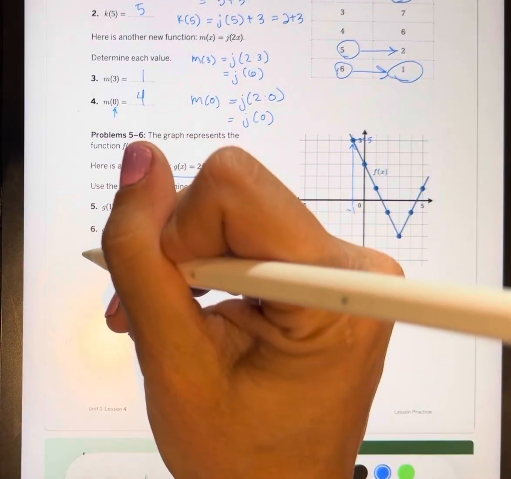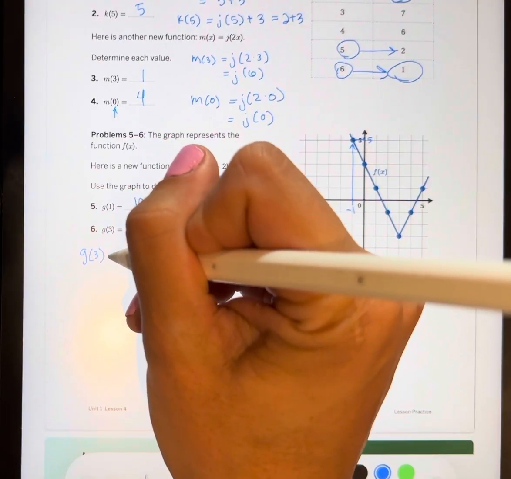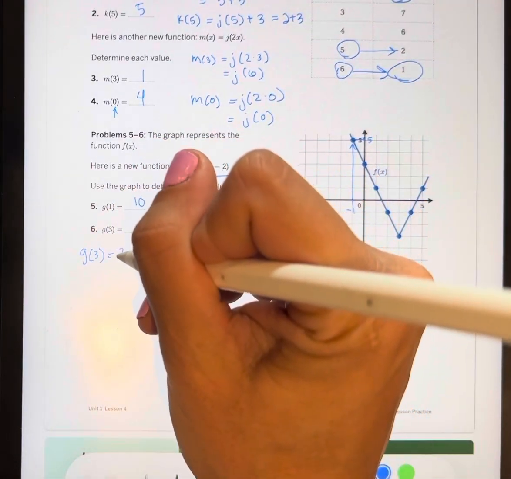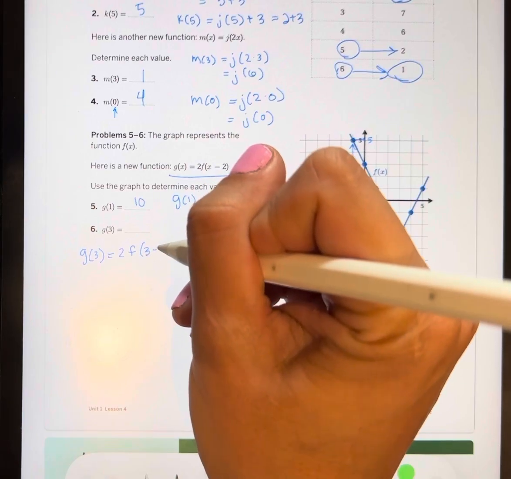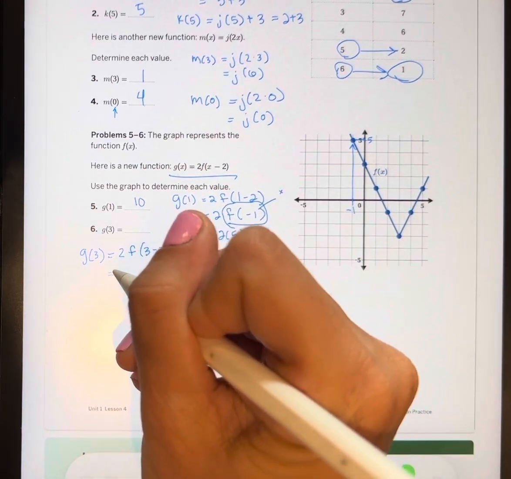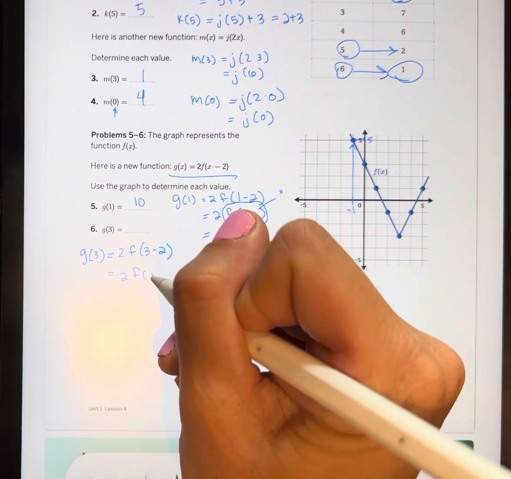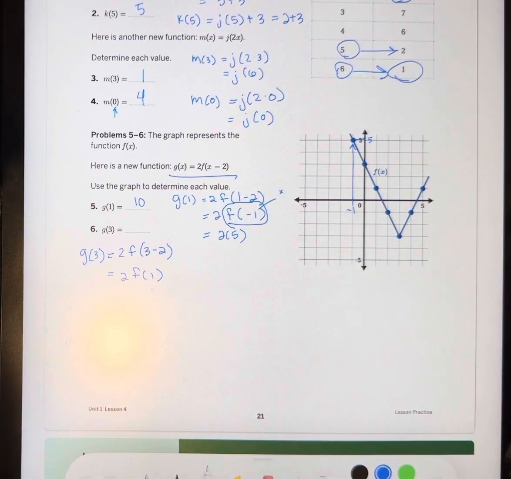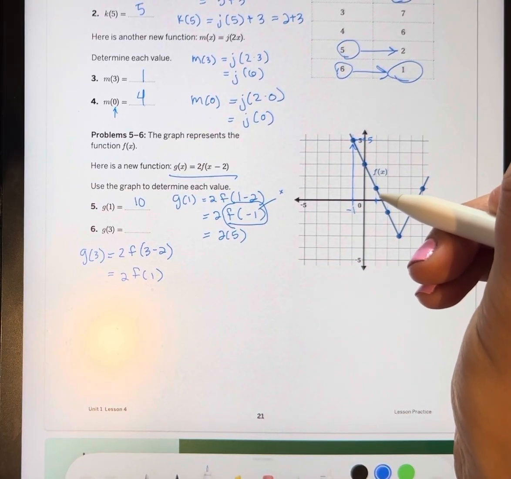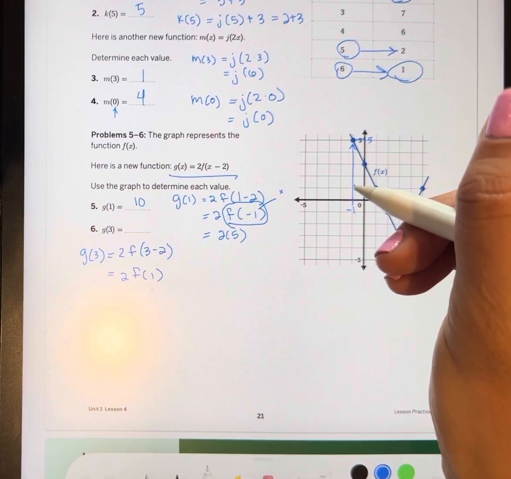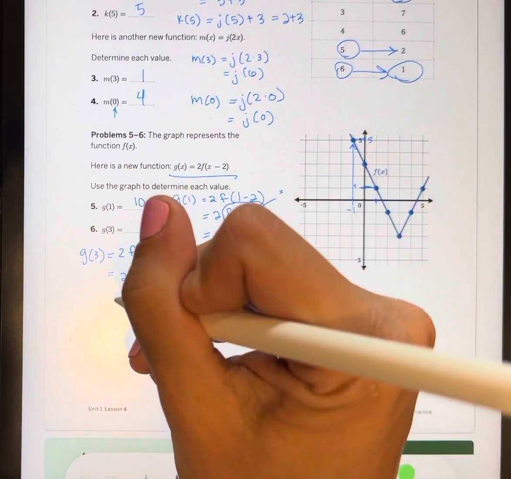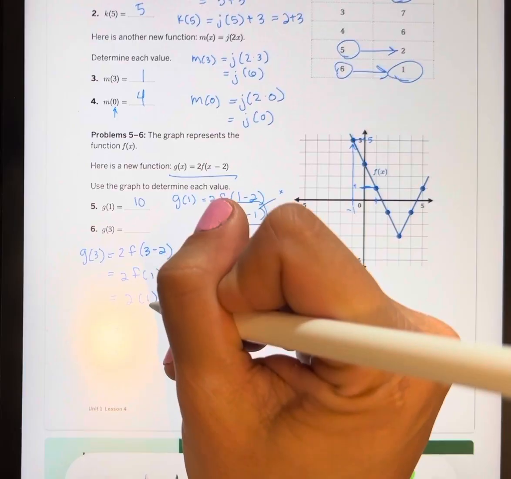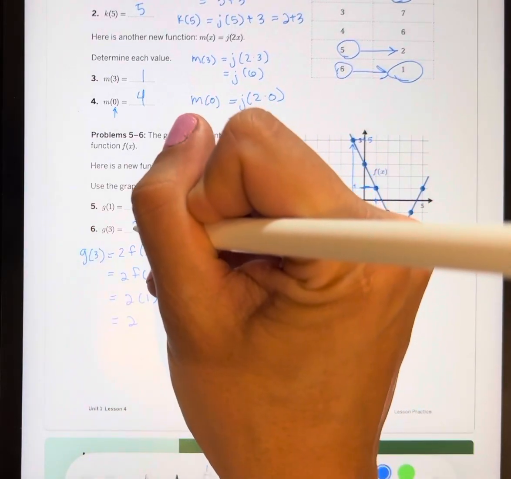Let's do it again. G of 3. G of 3 is going to be 2 times f of 3 minus 2. So that's 2 times f of 1. Ooh, now x is 1. And I need to figure out what y is. And the y is 1. So that equals 2 times 1, which is 2. Okay?